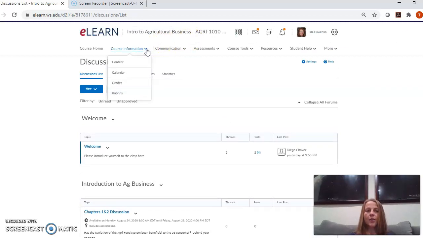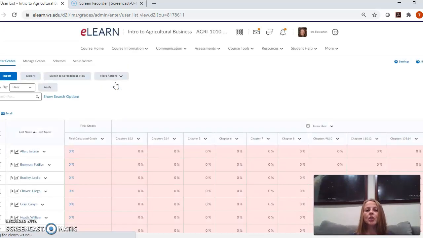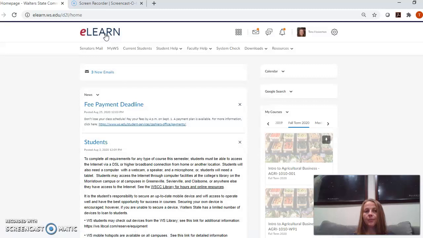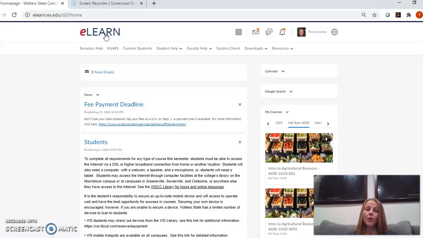Also of importance to you is the grade section. Your grades will be posted here throughout the semester, so please be sure that you keep an eye on this so that you will know what your grade is for the semester. If you have any questions, feel free to contact me. I'd love to talk to you, and otherwise, I will see you when we start talking about Chapter 1.